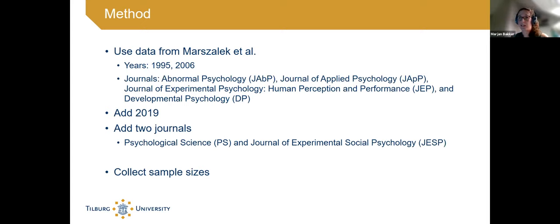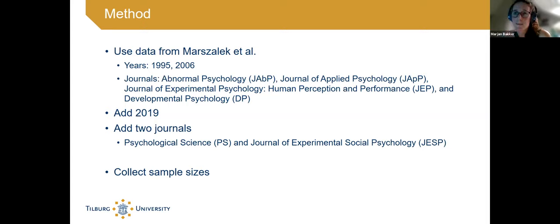So to do that, we used the original data from Marsalek et al. We had full data from the years 1995 and 2006, so the older data wasn't available anymore. It was the sample sizes from four journals: Journal of Abnormal Psychology, Journal of Applied Psychology, Journal of Experimental Psychology, and Developmental Psychology. We added 2019 volumes of the same journals, and we added two journals that focus more on open science practices and award, for example, badges, so Psychological Science and Journal of Experimental Social Psychology, and we also hoped that that would cover a broader range of topics in psychology.